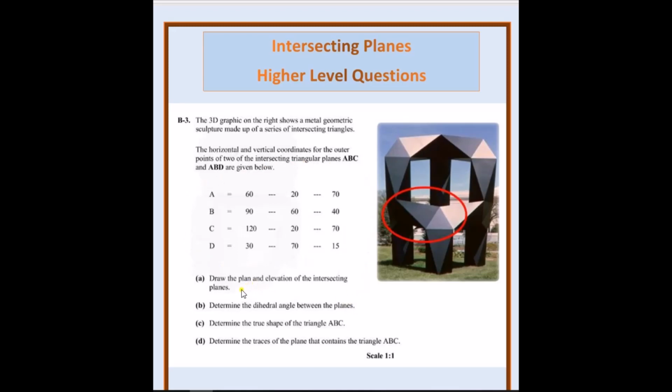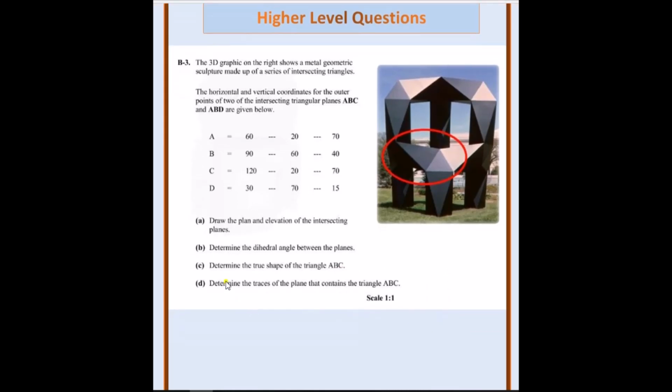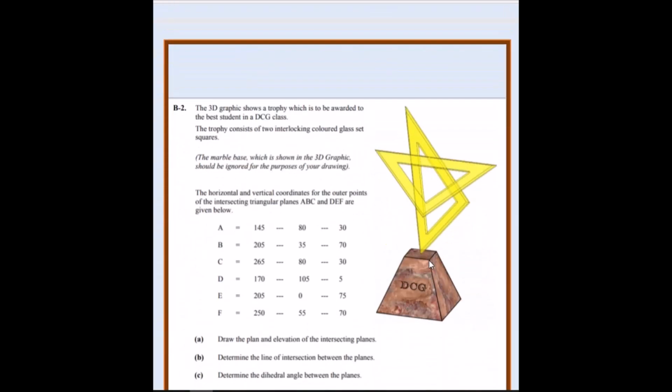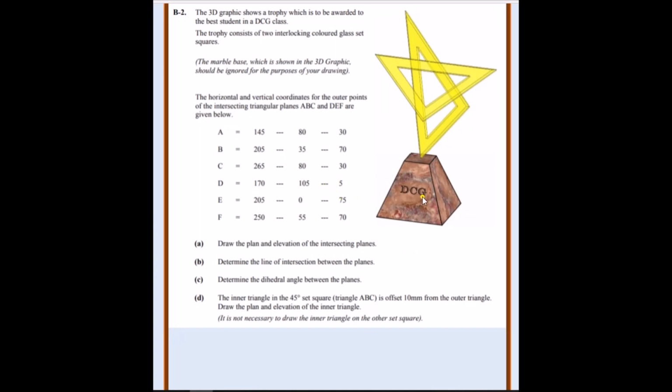We get marks for drawing in part A. Then part B is to determine the dihedral angle between the planes. Next, find the true shape of the triangle ABC, and then finally determine the traces for the plane that contains triangle ABC. So we've looked at all that in the video, but this is how it's shown in the exam paper. Now question 2, we have this question here. We've looked at this in detail on the video already. So this here is what it looks like in the exam paper.